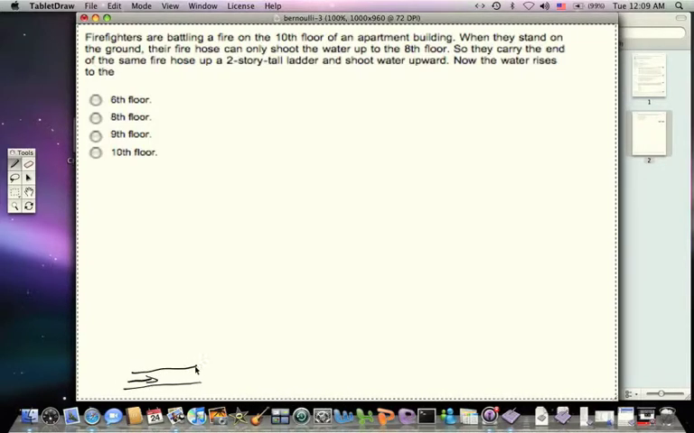water flow through the hose. And the idea is that Bernoulli's equation works, right? So yeah, you've got a large pressure and water's flowing through it. But the idea is that when it gets out to here, it only has enough energy to get up to the 8th floor.